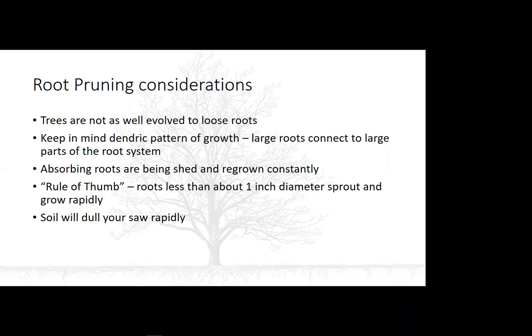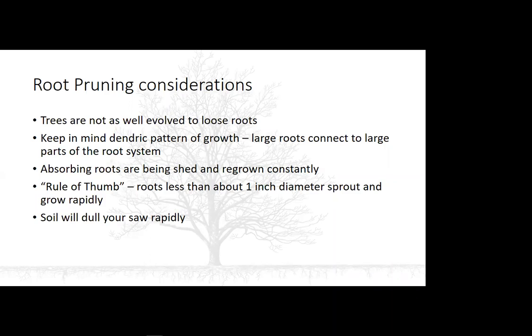The same thing applies. There is a rule of thumb that you can apply to root pruning. And that rule is that if the root is less than the diameter of your thumb, about 1 inch, it's going to sprout new roots and grow rapidly. So you don't really need to worry too much about cutting roots that are less than 1 inch in diameter.